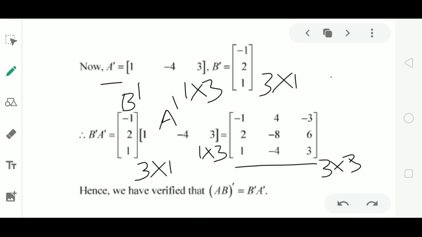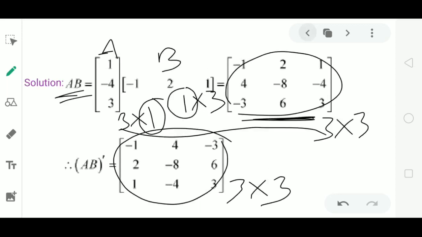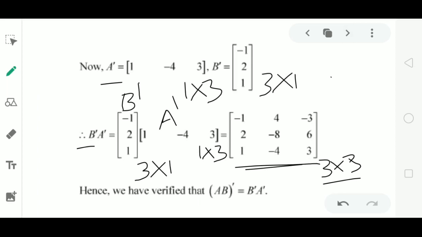These are the elements of the matrices B dash, A dash. Now observe here, the order of this matrix B dash, A dash is 3 by 3. The order of the matrix AB whole dash is also 3 by 3. Orders of these two matrices are equal. And also, the elements of AB whole dash are equal to the elements of B dash, A dash.